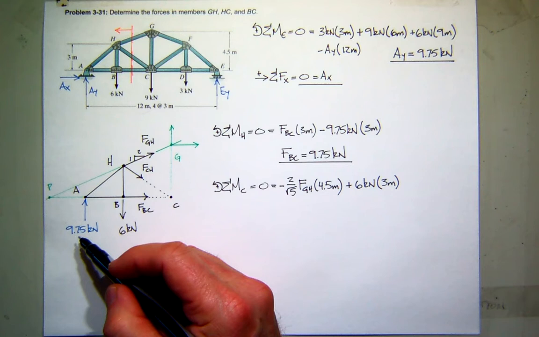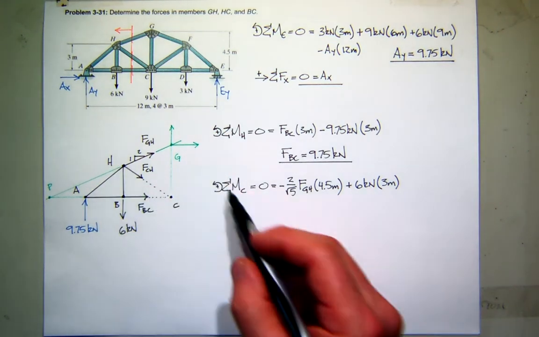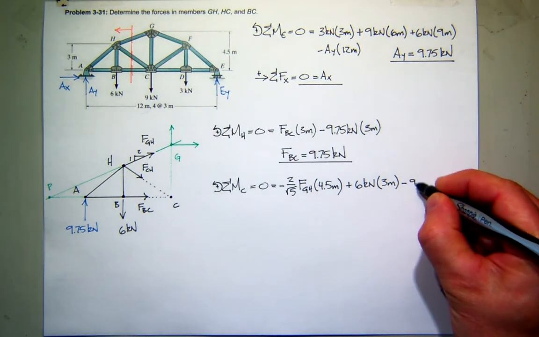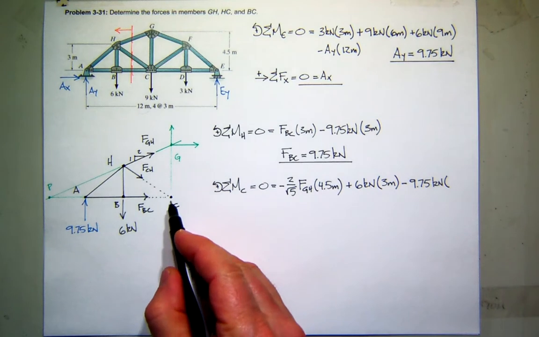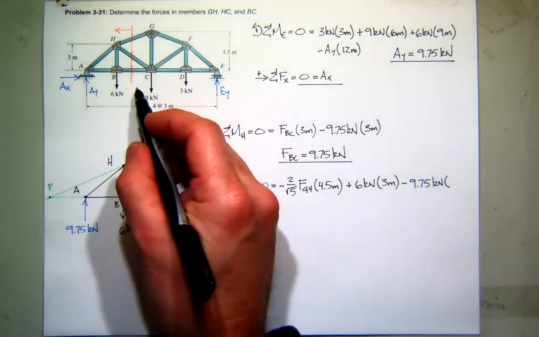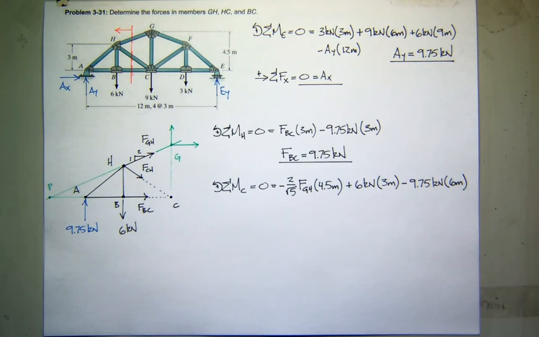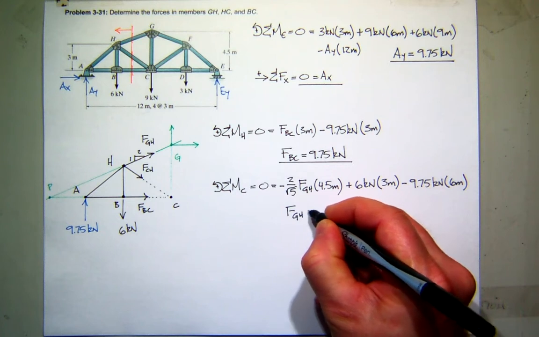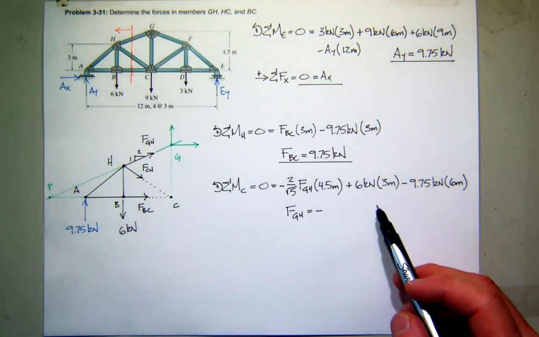Then I have the reaction, which is up. What kind of moment does that create about C? Looks like it's clockwise. That will be negative moment. The force is 9.75 kilonewtons. And the distance from C to A is 2 bays, or 6 meters. So it looks like the force in GF is going to be negative. You guys have to figure that out for me. I can't do that in my head.